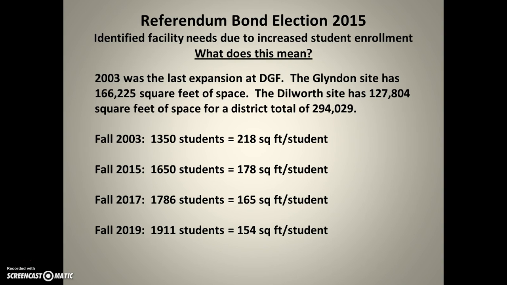student. It doesn't seem like it would be that much of a factor, but to put it in perspective, for most new buildings for high school students, recommendations are anywhere from 200 to 225 square feet per student, and we're already down to 178 square feet per student.